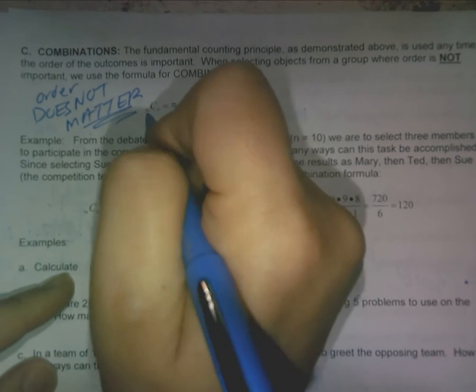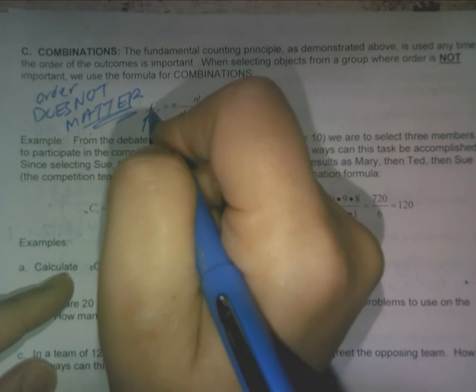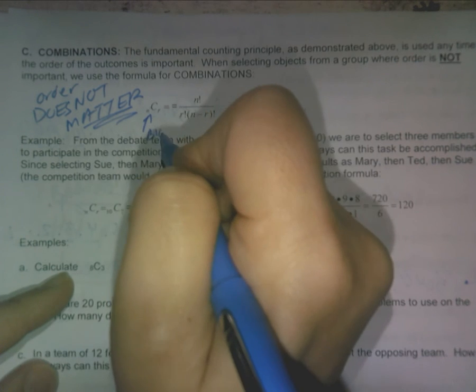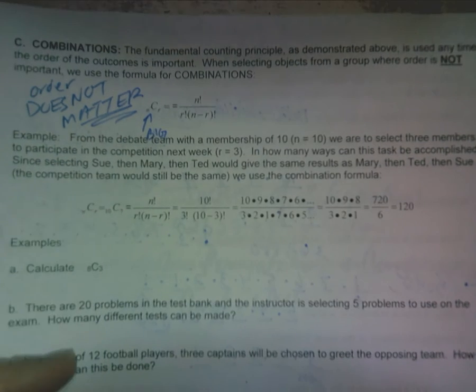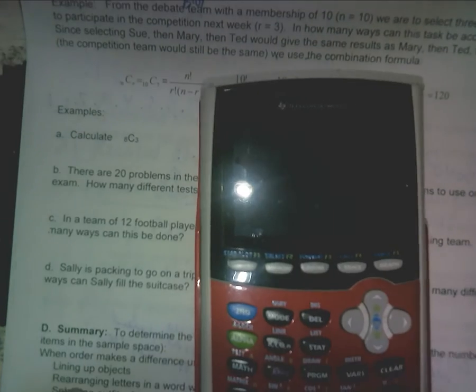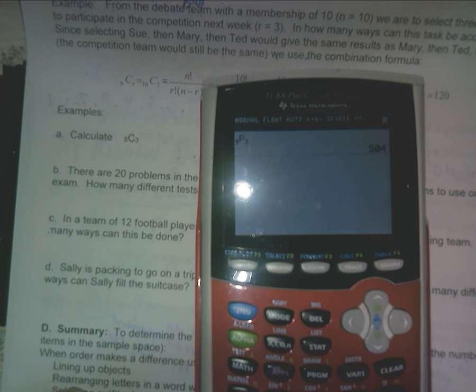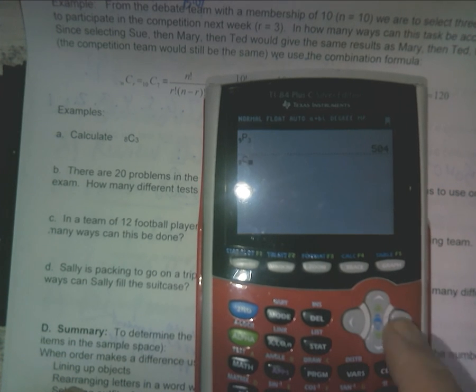But again, that n has to be your larger number. Don't put the smaller number here, you'll get it wrong. The n is always your big number. So let's use our calculator to calculate 8 choose 3 combination. So math, prob, nCr, put an 8, put a 3, 56.